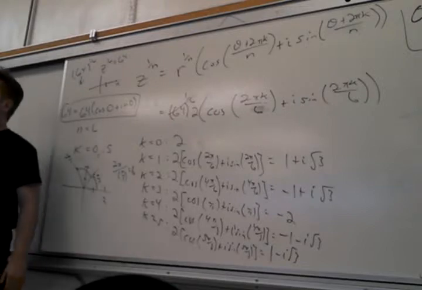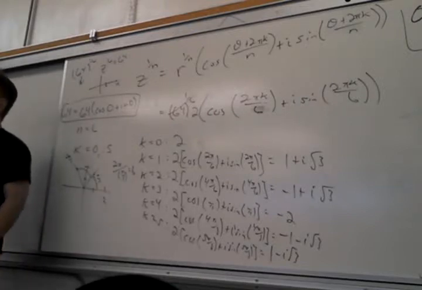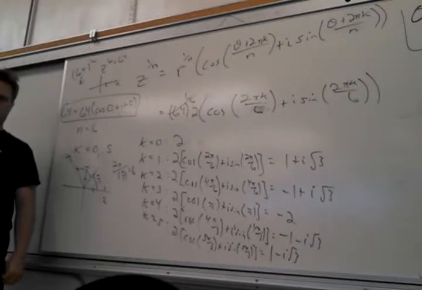Always. Yeah, they have to be. Exactly. They have to be equally spaced, yes. What determines what k is? So like if n would be 8, for example, would k be 0 to 7?